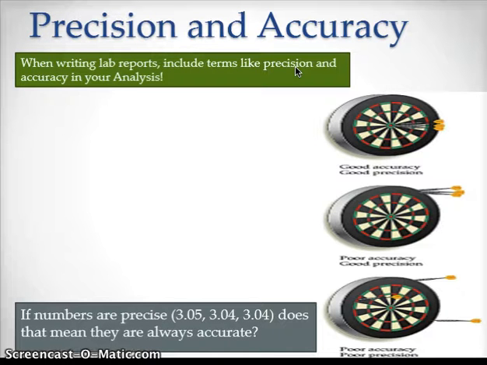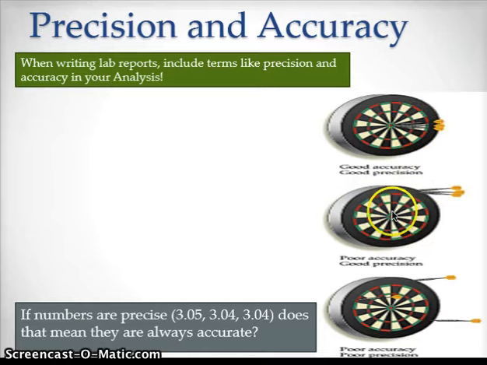So, for example, we're going to look at this picture. The first one, you see these darts going straight in the middle. There is high accuracy because it's straight in the middle, right? But it's also high in precision because all the darts are close together.